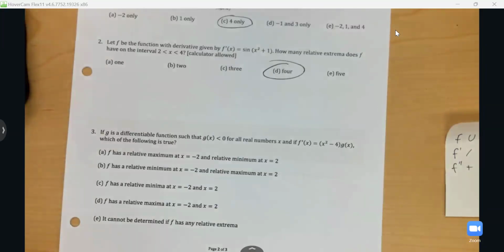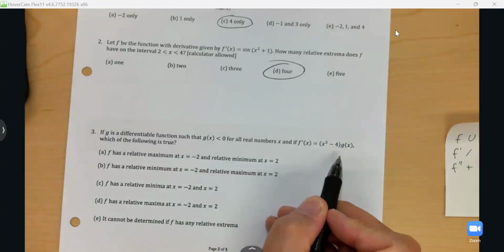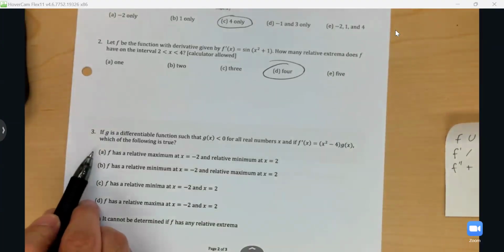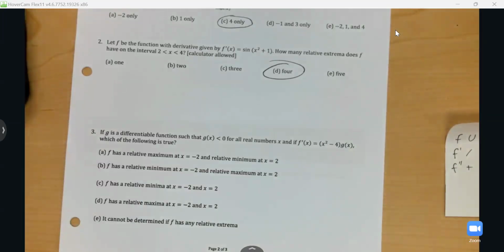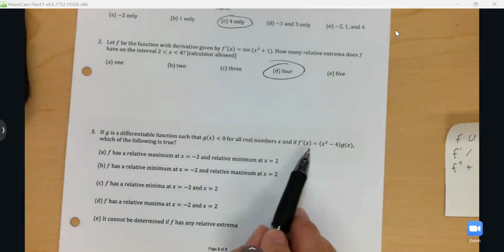All right, last one from our warm-up. So let g be a differentiable function such that g is negative for all values, and f prime is given as this expression here. Okay, so which of the following is true? So notice everything in the answer choices have something to do with maximums and minimums on f. So that's telling me I'm going to need to do a sign chart with f prime.